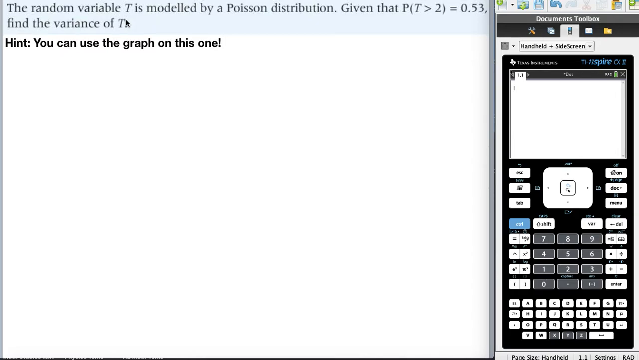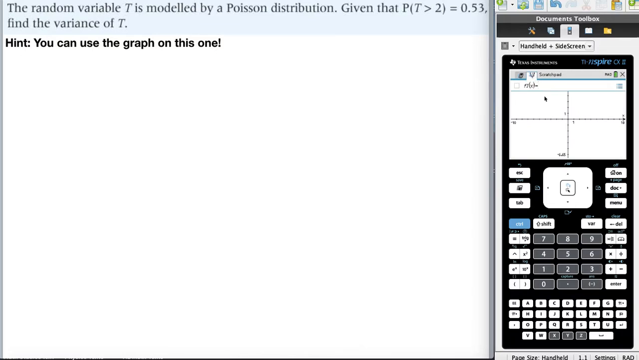Now, as I mentioned in class, because of the calculator and because our function is actually a continuous function, we can use a graph here, and that's my hint, that we can use a graph in order to solve this one. All right, so that's actually what we're going to do. We're going to switch over to a graph here.